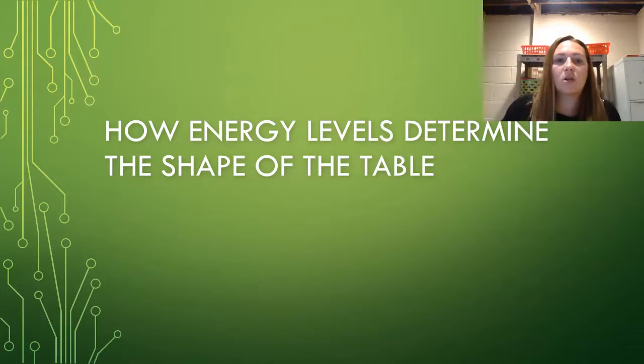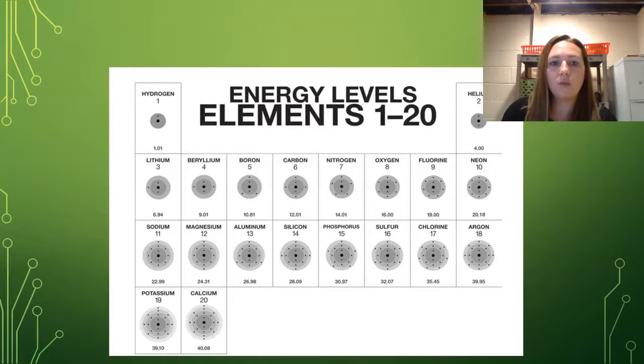So moving on, we're going to talk about how the energy levels determine the shape of the table. So here are the first 20 elements and their energy levels. And one of the things that we want to point out is the number of protons around the nucleus.